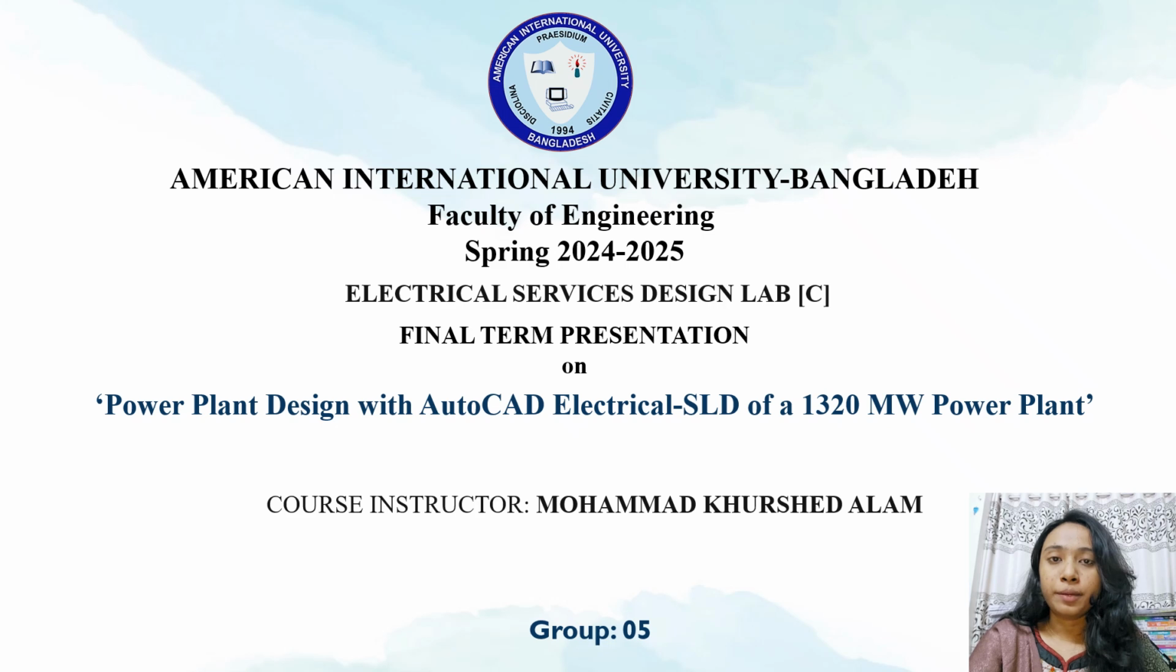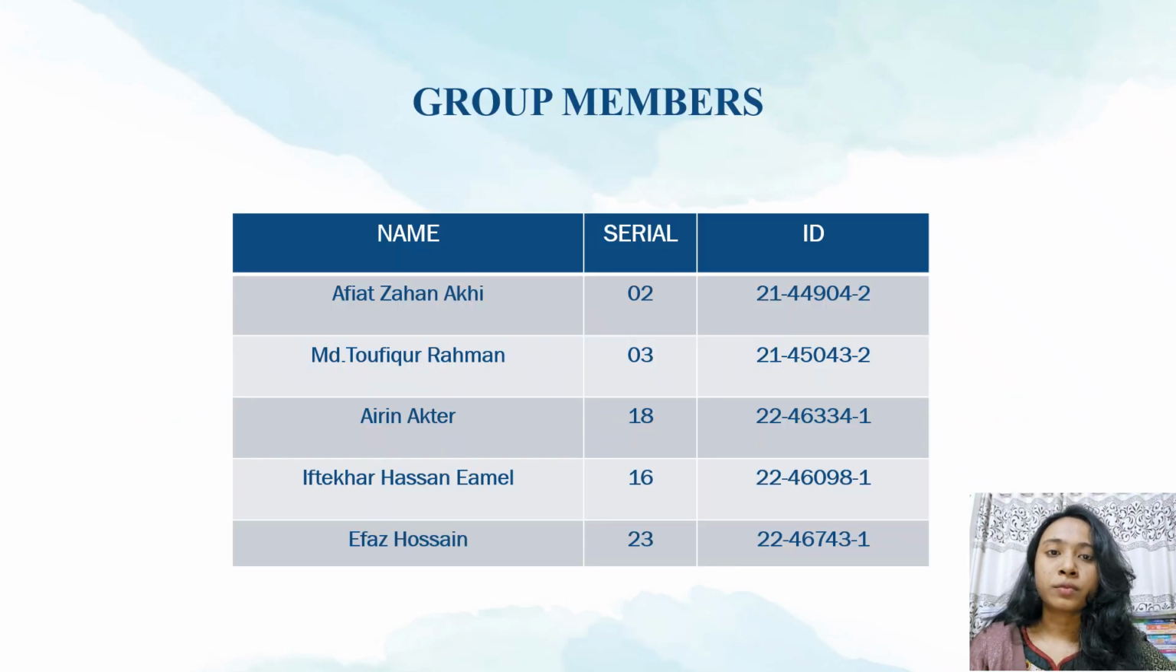We are from group 5 and our section is C. Our presentation topic is power plant design with AutoCAD electrical single line diagram of a 1320 megawatt power plant. Here are our group members. This is Afiat Jahan Mahi, along with me, MD Taufikur Rahman, Ayun Akhtar, Iftikhar Hassan Email and Ifaz Hussain.